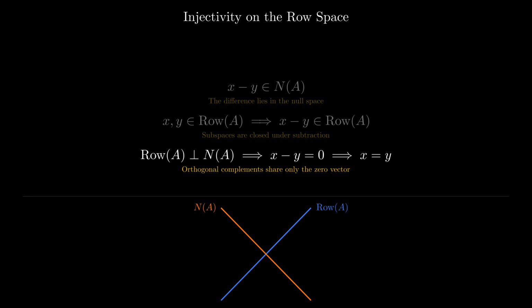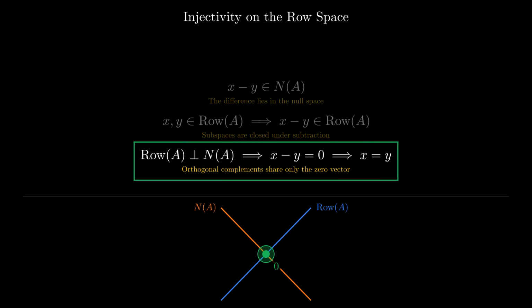They are perpendicular to each other. The only vector that can sit in both at once is the 0 vector. Therefore, x minus y equals 0, which means x equals y. The map is 1-to-1. Proven.